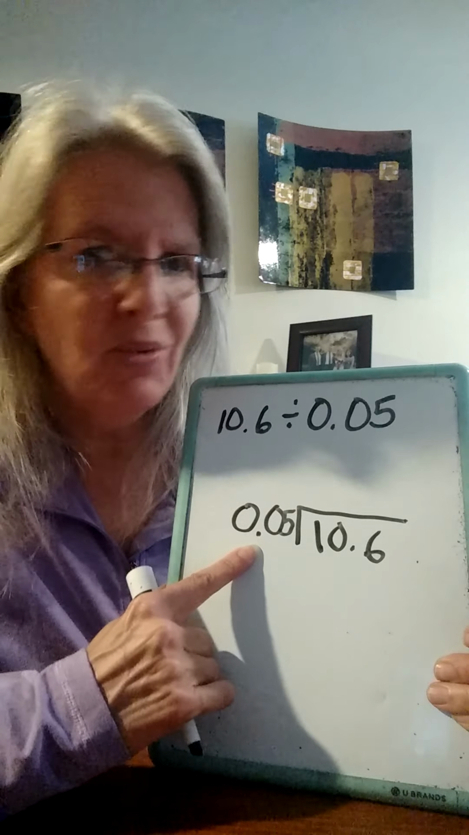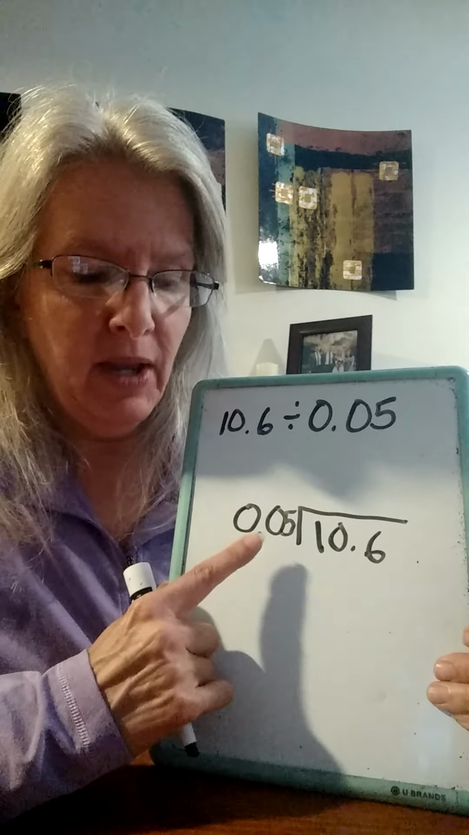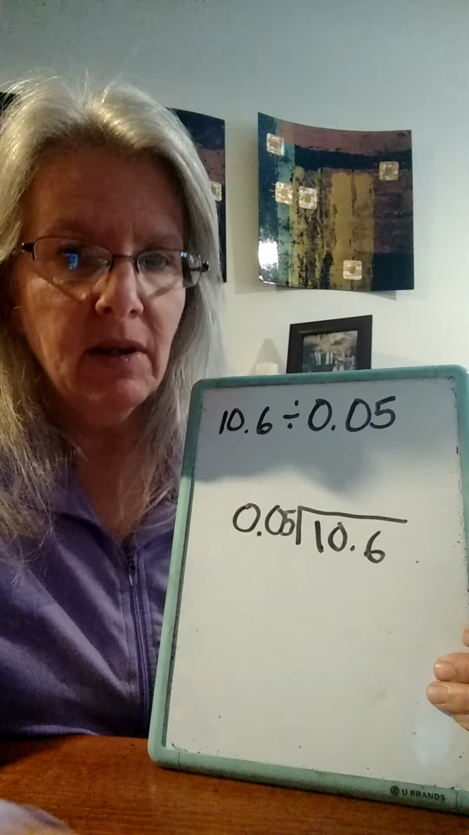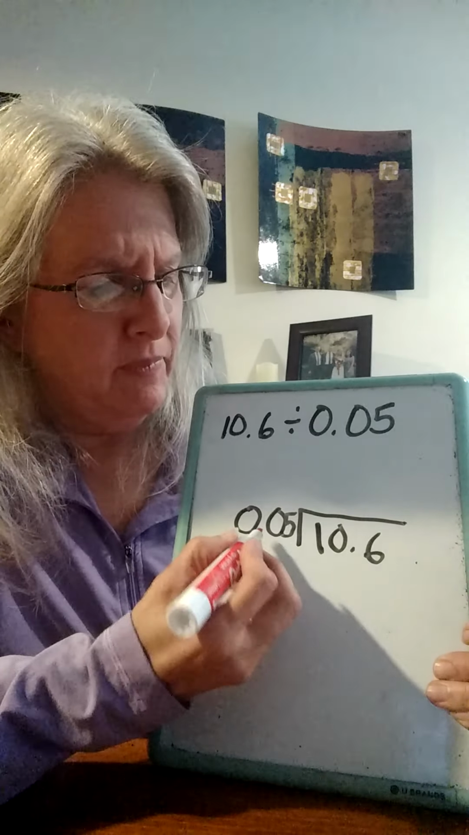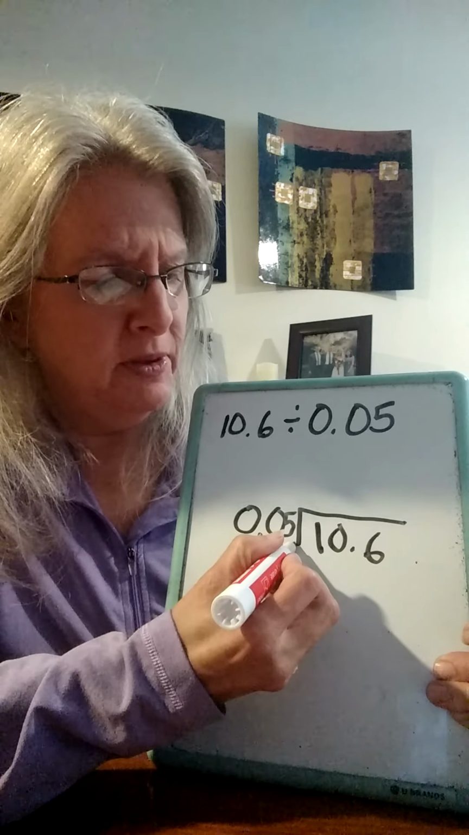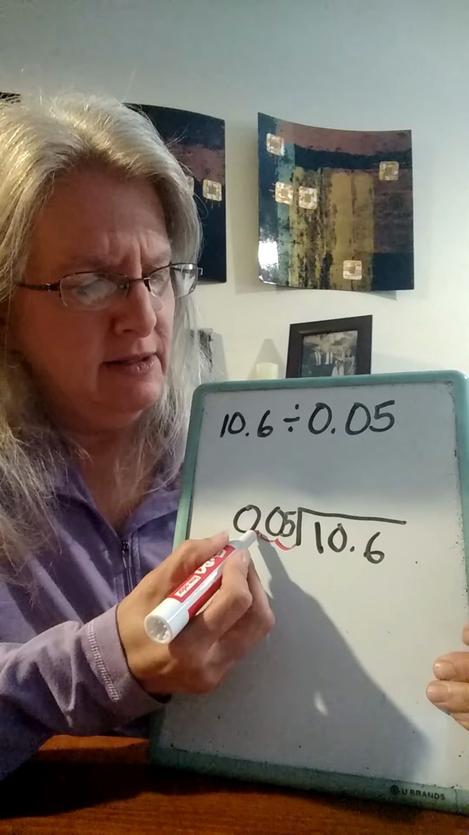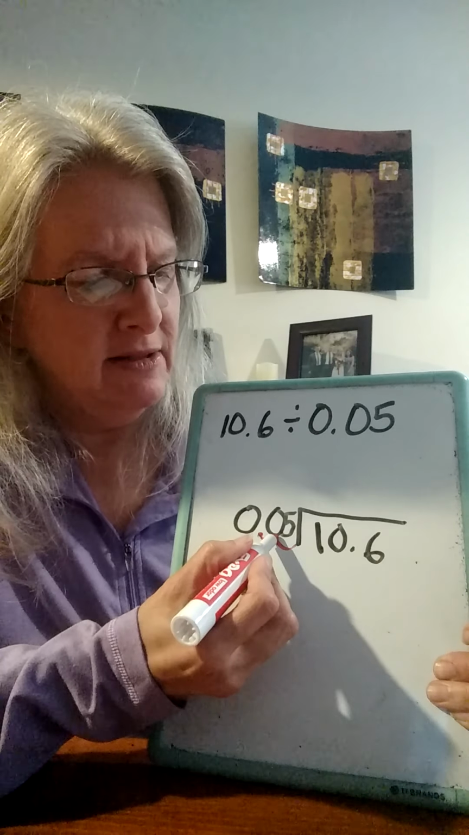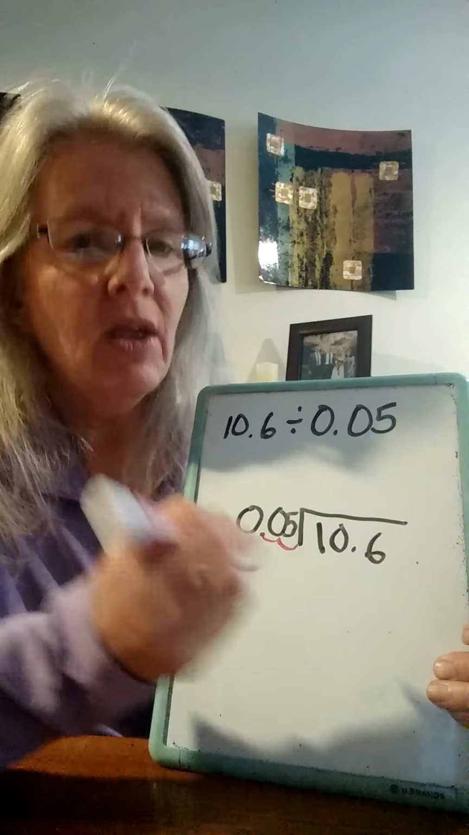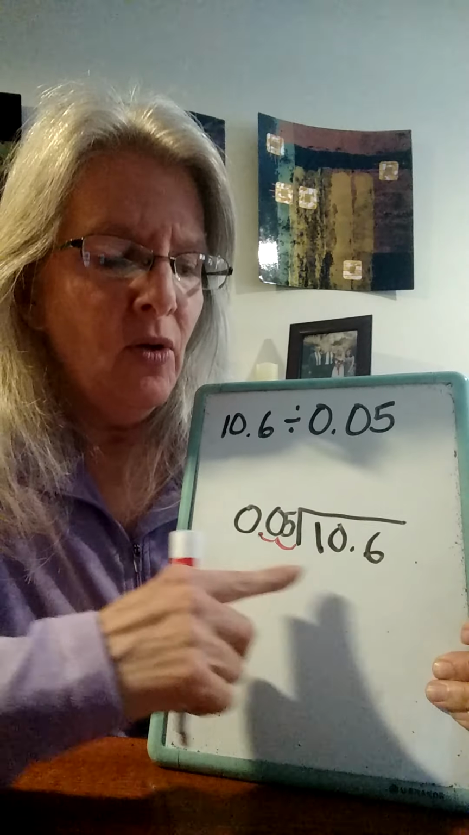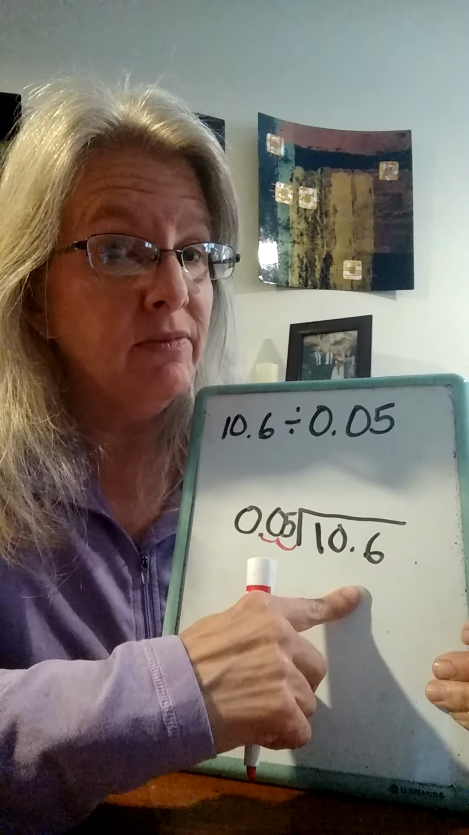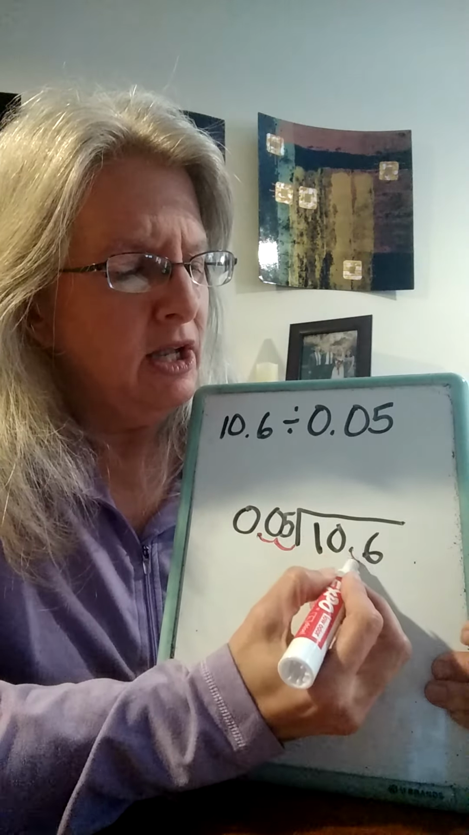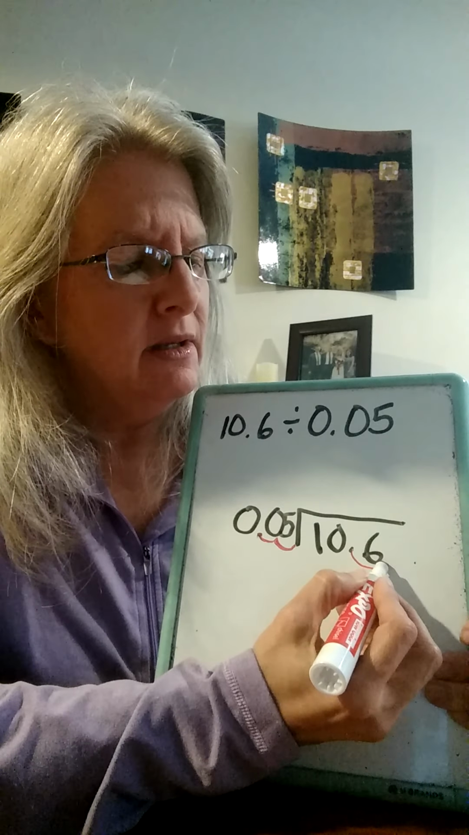So step 1, look and see if there's a decimal in the divisor. There is. We can't start dividing yet. We have to get rid of the decimal. So let's see how we can do it. We need to move it 2 places to get rid of it. See, we were here. We have to move it past the 0 and past the 5. We need to move it 2 places. We have to move this one 2 places too. So we're here. I move it 1 place.